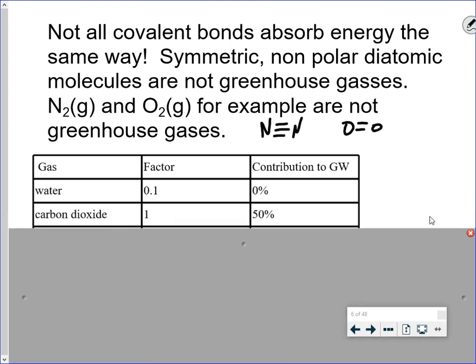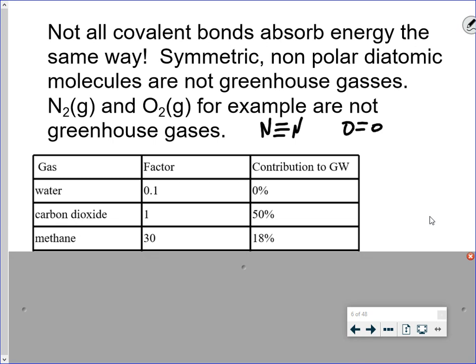Carbon dioxide, this is the big touchy subject. Carbon dioxide has a factor of heating up the environment 10 times better than water. And because there's so much of it, its contribution to greenhouse gases in the global warming, GW, is 50%. So carbon dioxide is the big gas.